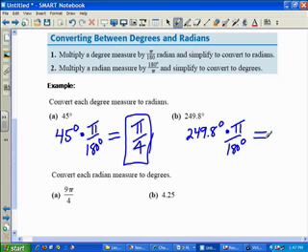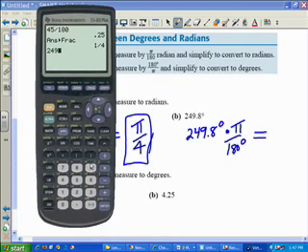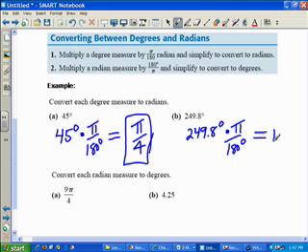Let's just simply take 249.8 and divide that by 180, and that's 1.39. So one possible answer would be 1.39 pi radians. You can leave answers like that. You'll see answers like that. 1.39 pi radians.